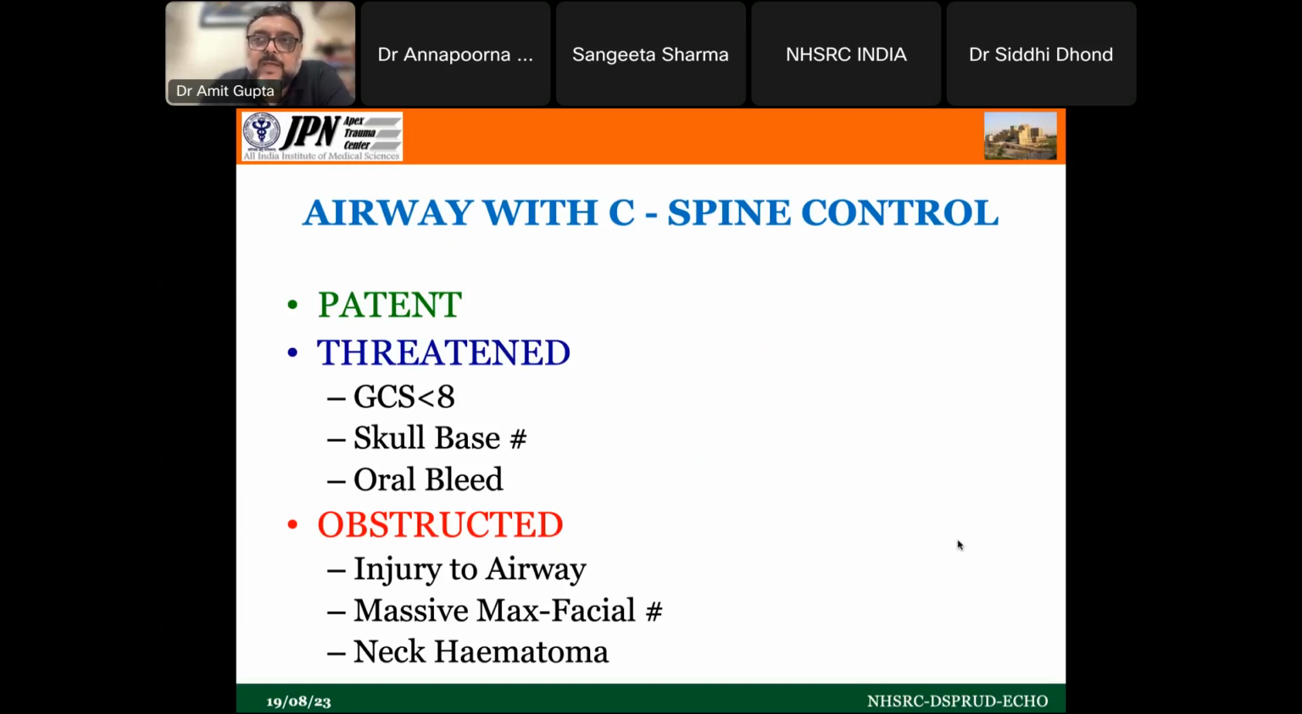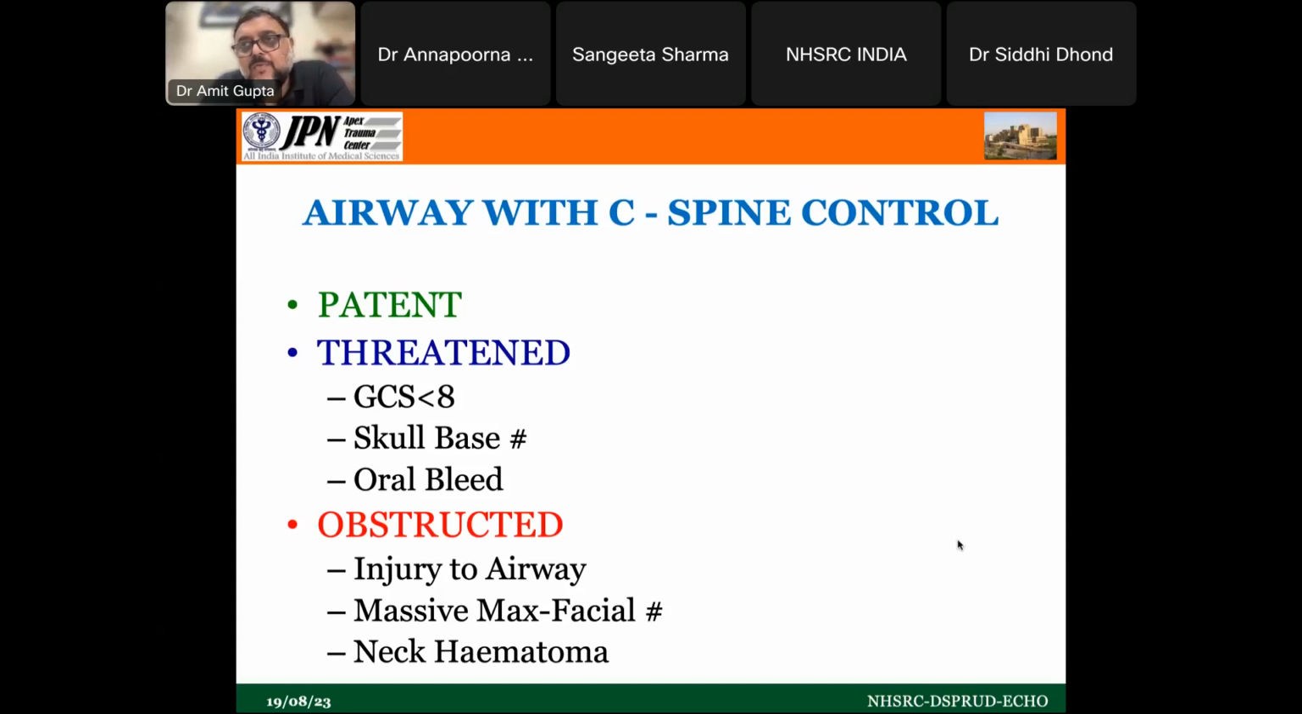You need to do something like suctioning or intubating very quickly. The airway also might be patent right now, but threatened. For example, if the GCS of a patient is less than 8, that means he is having severe traumatic brain injury. He cannot take control of his gag reflex, and therefore these patients have to be intubated or given a definitive airway. So any skull base fracture, oral bleeding, ear bleeding, which give you an idea that this patient might be having head injury, needs intubation if they are unconscious.